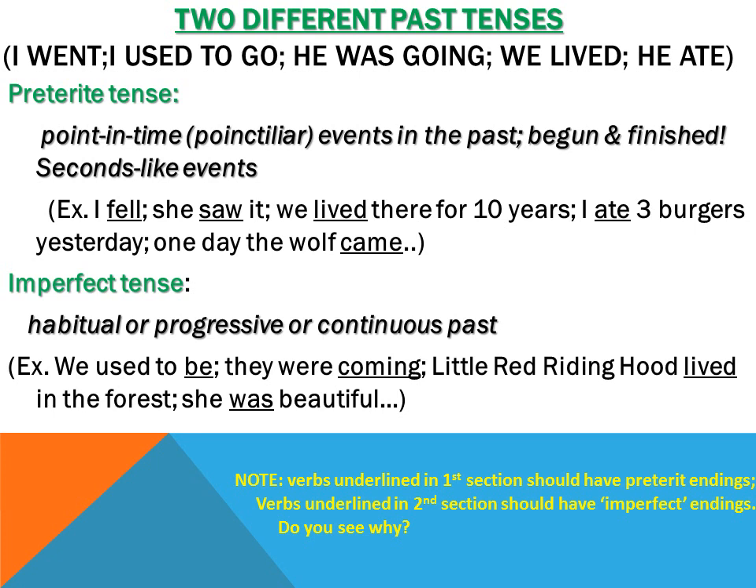The preterite is like a point in time event in the past. Some people call it a pointillist event. It's a point in time, it's begun, it's finished. Some of them are seconds-like events, like she was born. Sentences like the following: I fell, she saw it, we lived there for 10 years, I ate 3 burgers yesterday, one day the wolf came. All of them should be in the preterite.